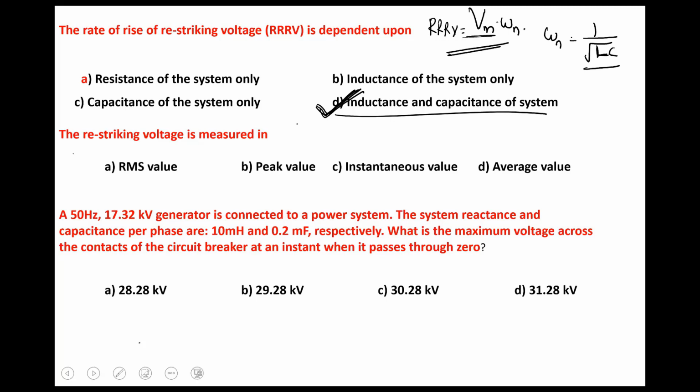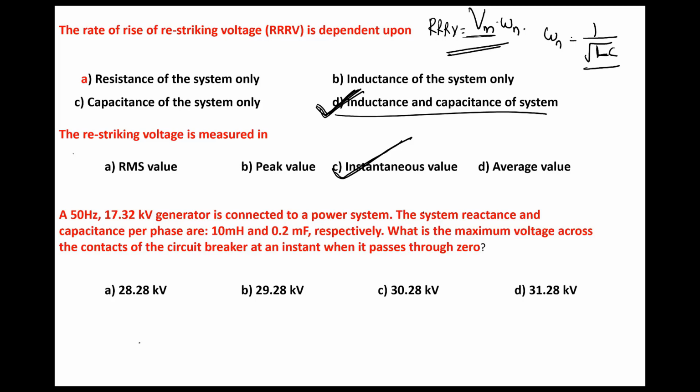Restriking voltage is measured in. Again, if you go back to the definition of restriking voltage, it is an instantaneous voltage that appears across the circuit breaker poles when the arc becomes 0. So it is an instantaneous value. Restriking voltage is an instantaneous value.